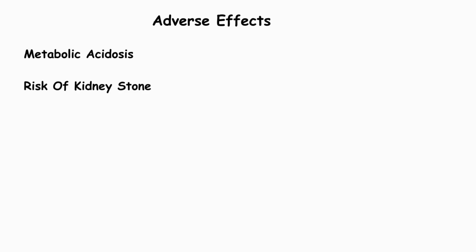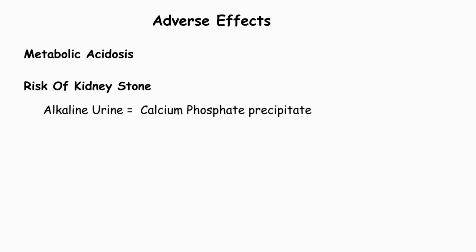It increases the risk of kidney stones by increasing the pH of urine. In alkaline urine, calcium phosphate precipitates, forming stones. It decreases citrate level in urine, which normally prevents stone formation. It causes hyperammonemia.